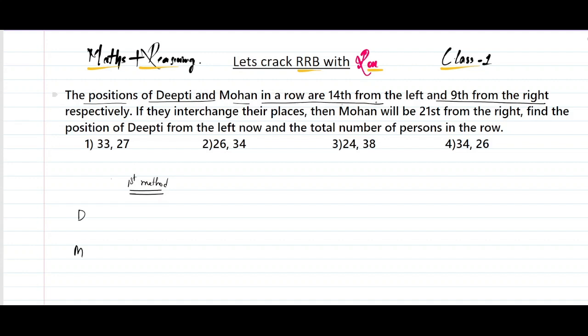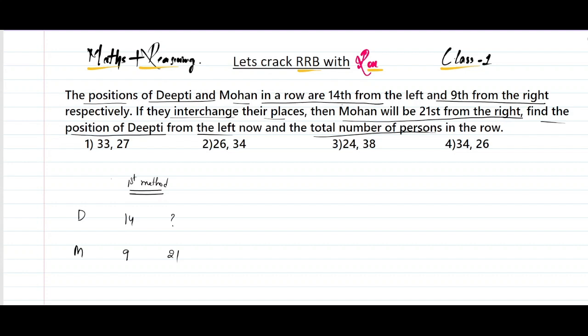Deepthi is 14th from the left, just write 14, and 9th from the right is Mohan. If they interchange the places, Mohan will be 21st from the right. Here we have information regarding Mohan 21st, and here we need to find the position of Deepthi from the left, means this position we need to say, and the total number of persons.